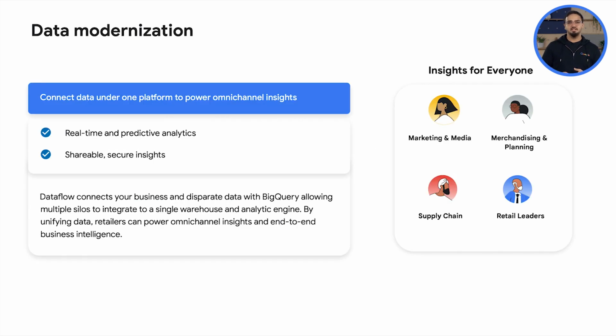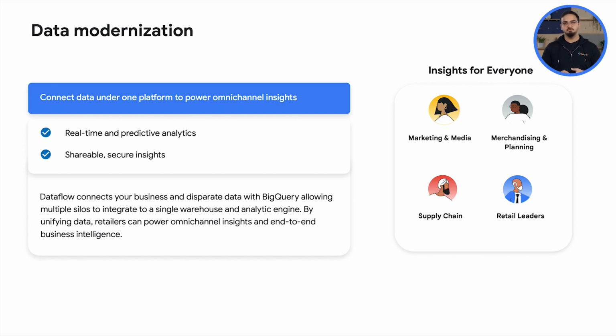As a business continues to gather vast amounts of data, it becomes increasingly important to have a platform that can make sense of this information and provide useful insights. Google Cloud enables data modernization by connecting data under one platform to power omnichannel insights. For example, Dataflow connects your business and disparate data with BigQuery, allowing multiple silos to integrate into a single warehouse and analytics engine. This way, retailers can power omnichannel insights and end-to-end business intelligence to optimize each stage of the retail lifecycle. One of the primary areas where these insights can be useful is in marketing and media.